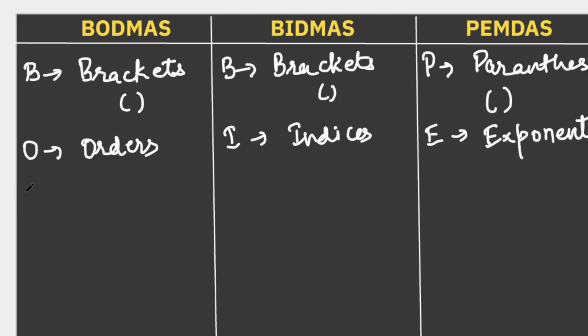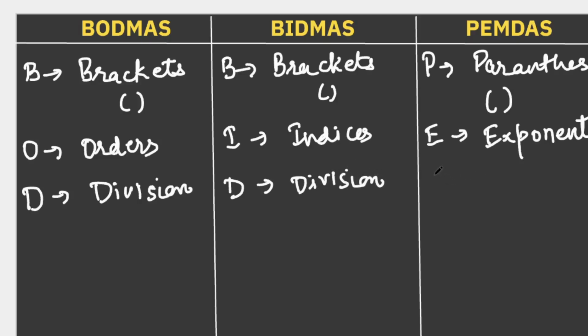Alright. Now after solving orders, BODMAS says that you have to divide. Okay, division will be done. BIDMAS also says the same thing, that after solving the indices, division will be performed. And PEMDAS says that multiplication will be done after exponents. Okay. Now again you must be wondering that she said earlier that they all mean the same thing, but now BODMAS and BIDMAS say division comes first and PEMDAS says multiplication comes first. So I'll tell you about it also.